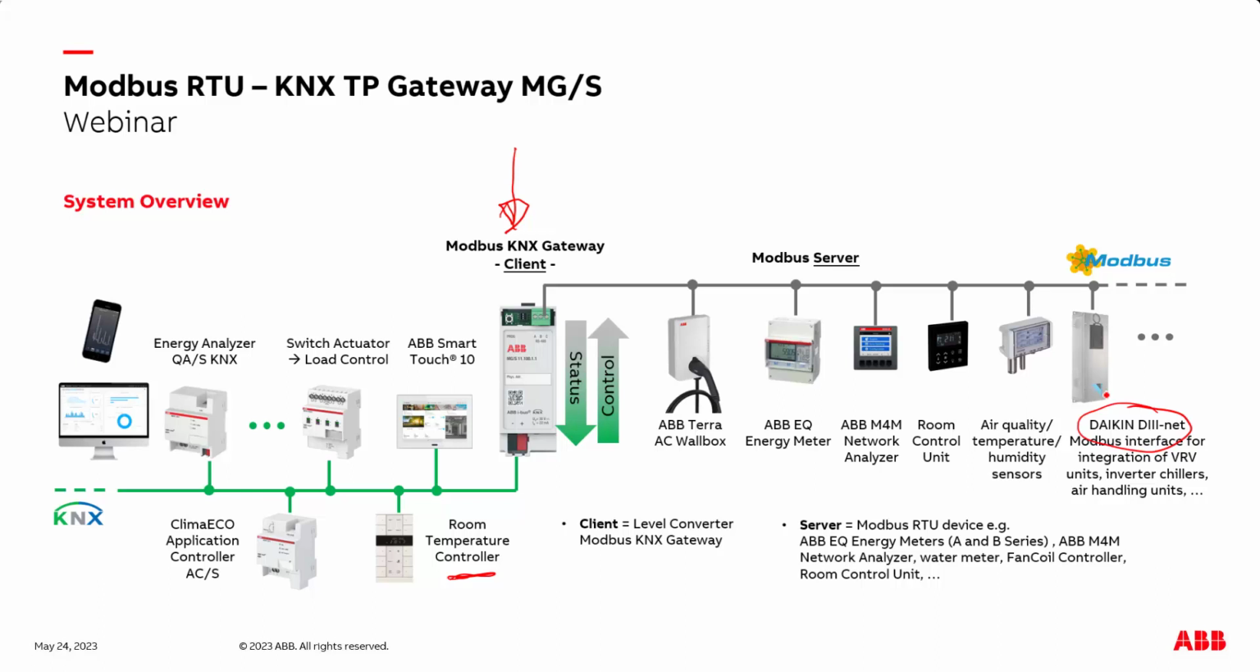So this is one direction, and the other direction is that we get the meter values, for example from a Terra AC Wallbox or from an ABB energy meter, M4M, room control unit. This is the other way, that these devices send information or control values from Modbus into our KNX world, when we have our fan coil controller connected to KNX, our typical Climaecho devices. So you see we have a lot of possibilities to send information or control devices from KNX to Modbus and get a status vice versa.